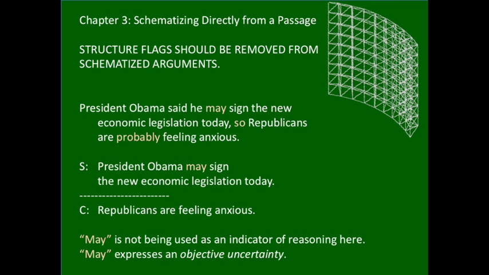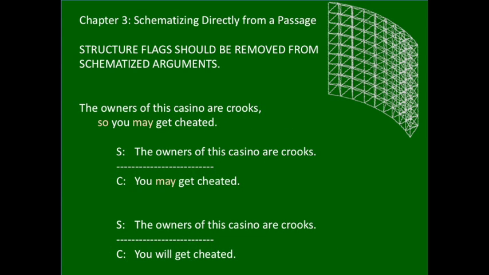One more example. The owners of this casino are crooks, so you may get cheated. When we schematize this, we eliminate the "so," but we leave the "may" in there. "May" is not functioning as a structure flag. The person who's making this statement is not saying that you will get cheated. They're just saying that there's a possibility that you'll get cheated. And so that term needs to stay in there.